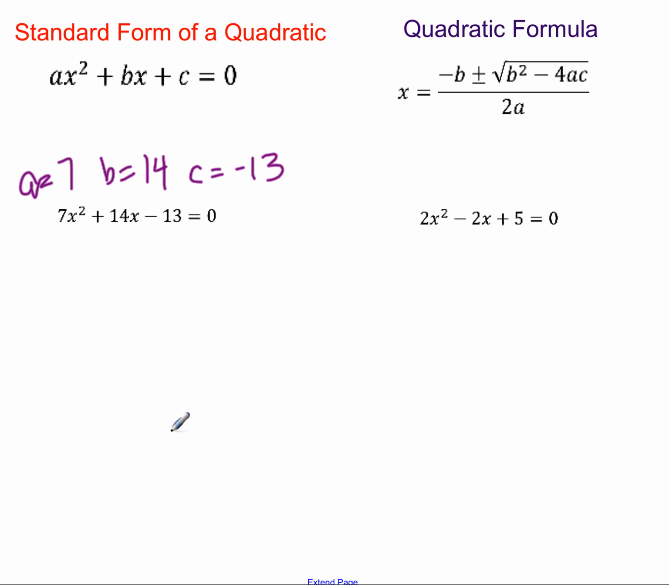So forgive my singing because I know it's not the best, but if you sing it in your voice, I'm sure it would be much better. Once you have it memorized, you've got it in standard form, you know what A is, you know what B is, you know what C is. Now we're going to go through the problem.